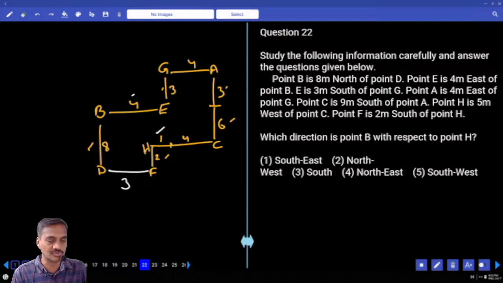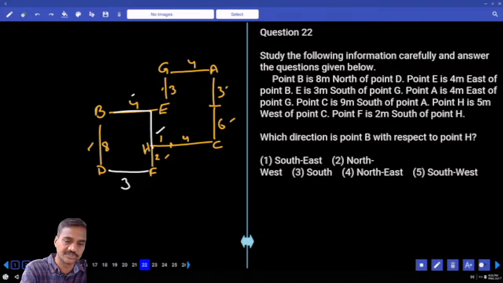Then next one, 22. Which direction is B with respect to H? Now B with respect to H, from H this is north and this is west. Northwest, that is choice 2, question number 22.